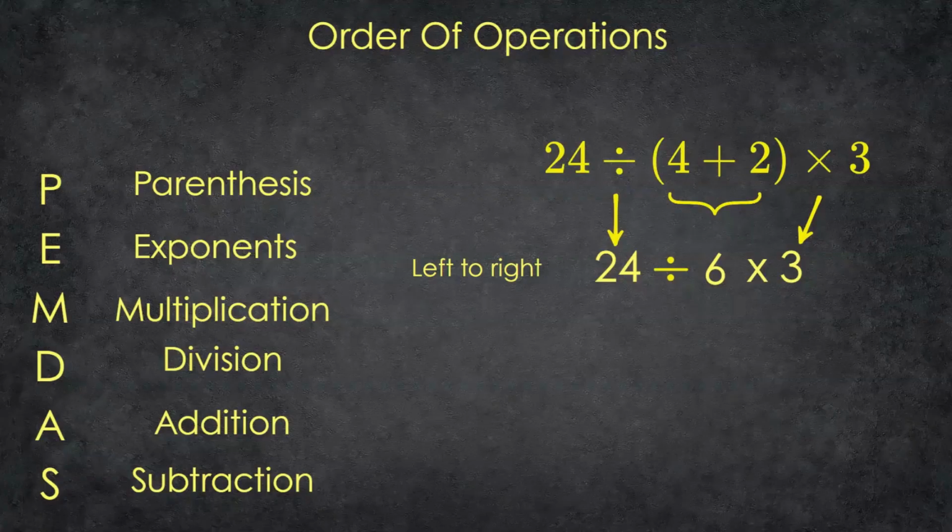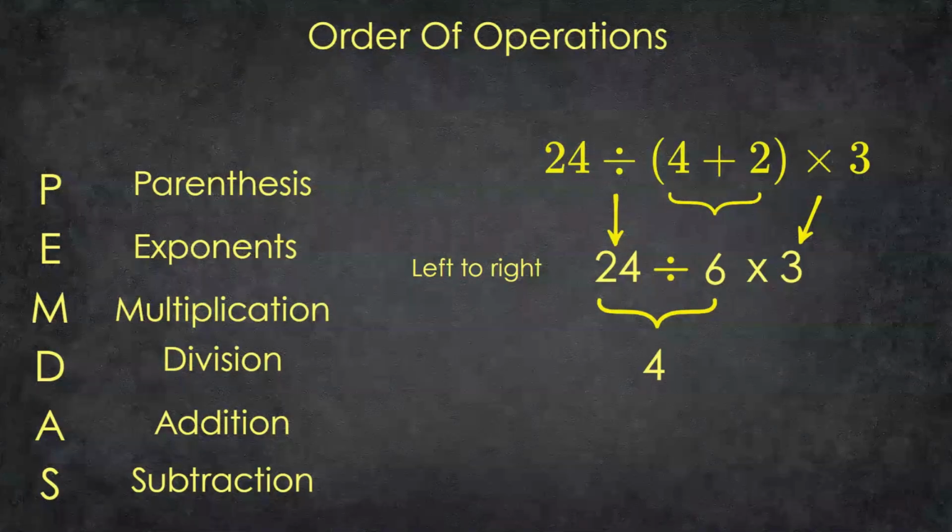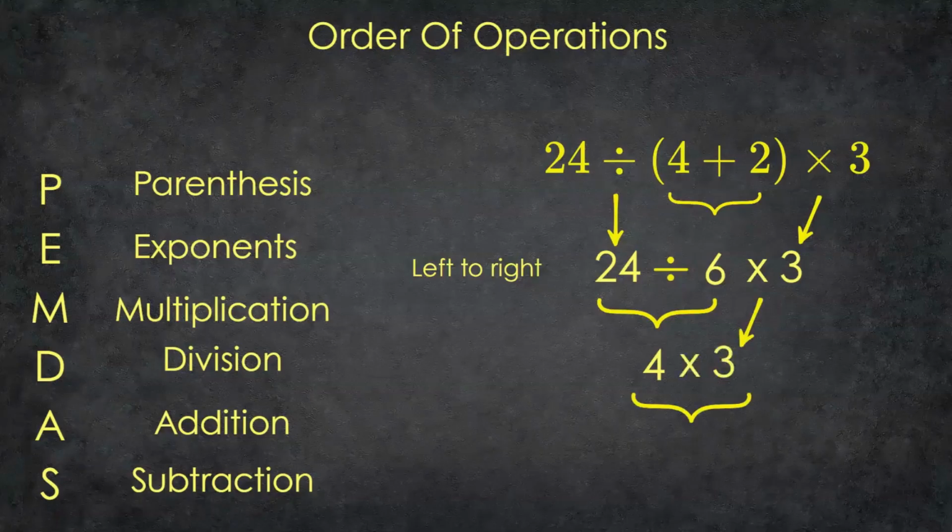24 divided by 6. And that's going to equal 4. And I'm going to drop down my times 3. And now my last step is 4 times 3, and 4 times 3 is going to be 12. So the answer to 24 divided by 4 plus 2 times 3 is going to be 12.